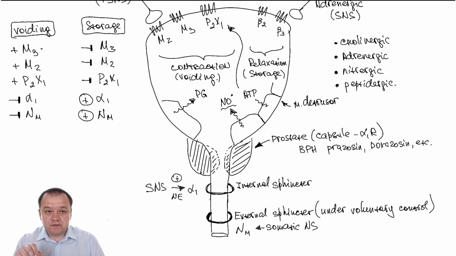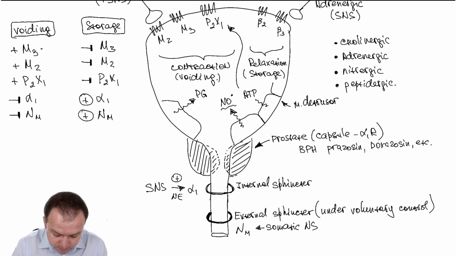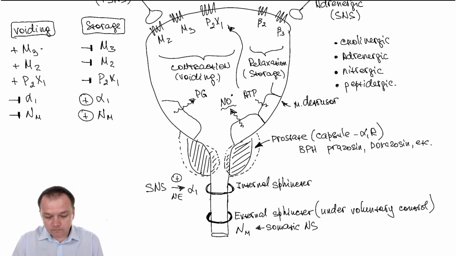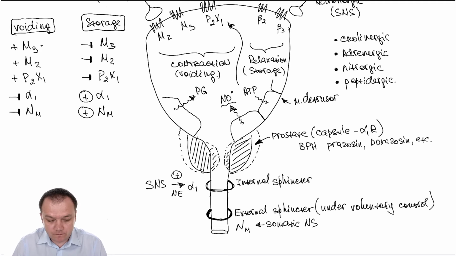Administration of these medications relaxes the prostate capsule, and as a result of this relaxation, we have less pressure on the urethra and facilitated voiding, or urination.